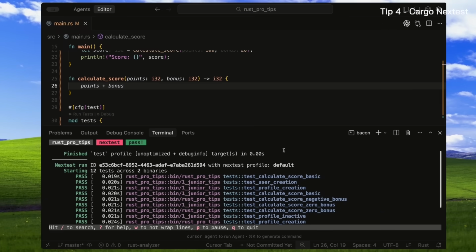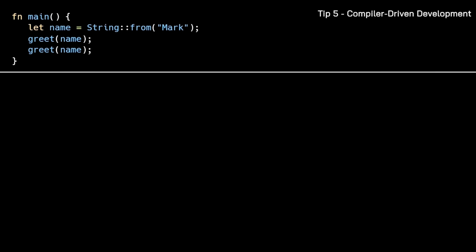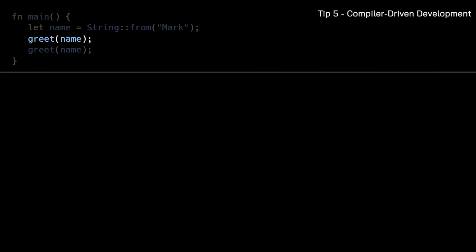These handy tools make you a faster Rust developer, but using compiler-driven development will make you a better one. In this example, calling the greet function moves ownership of name into greet. So calling greet twice breaks Rust ownership rules.